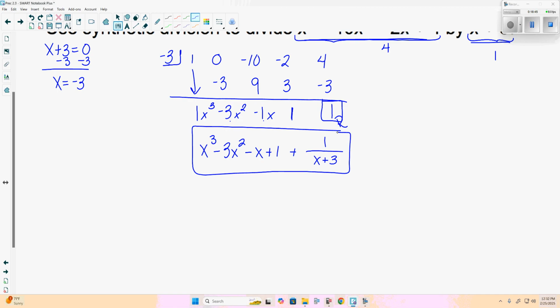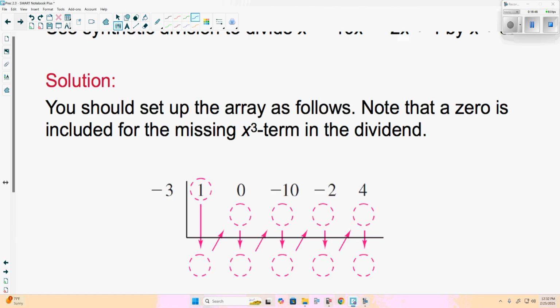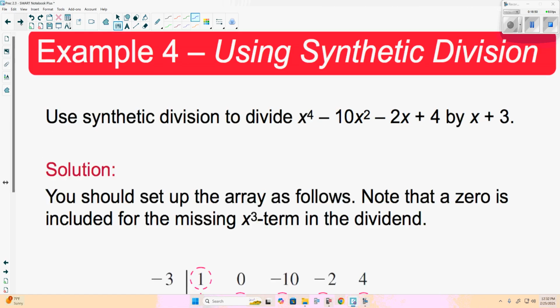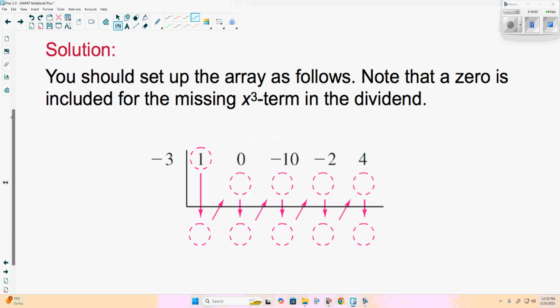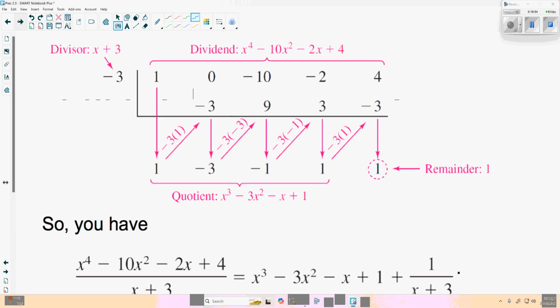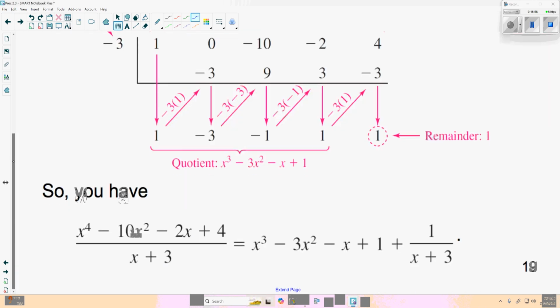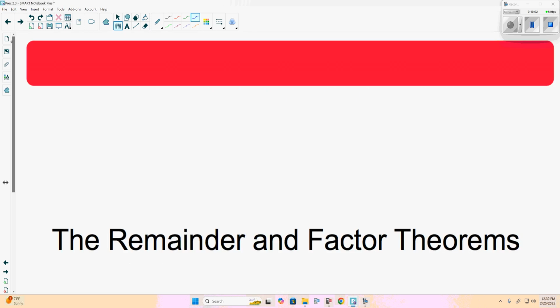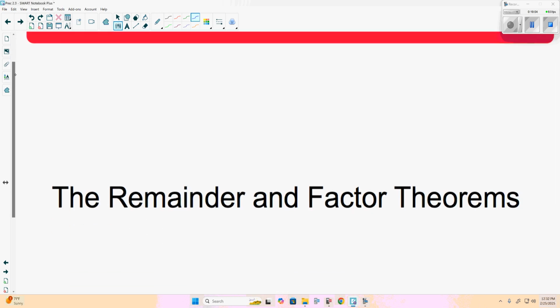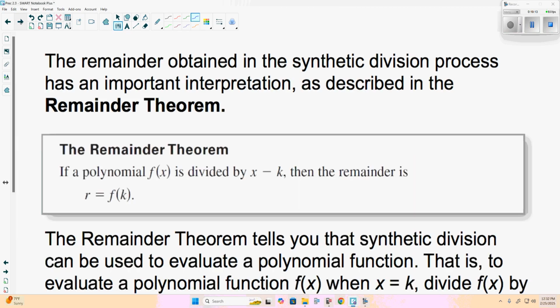Questions on this here? And as we look at this here, they have a little bit different way they set the numbers up, but the process remains the same. Remainder in the factor theorem. We'll finish this tomorrow.